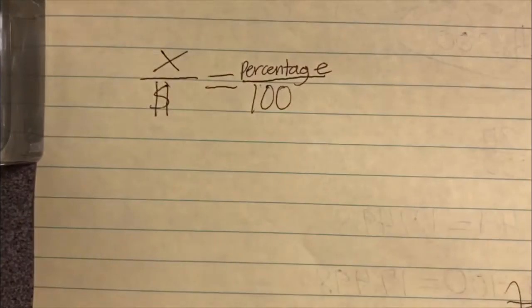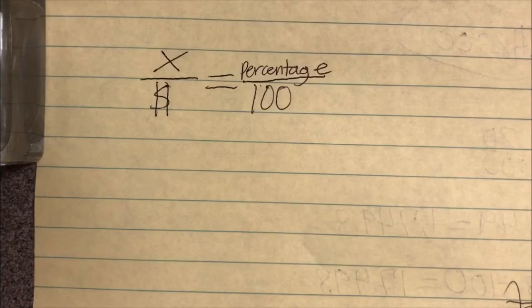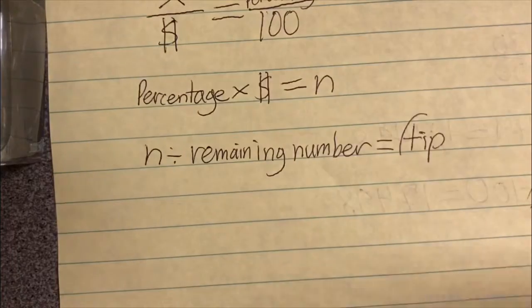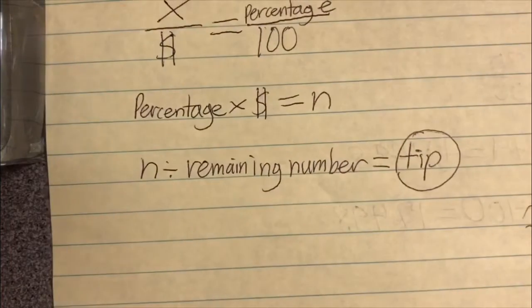So all you do is put x over the total amount of money and then put your percentage over 100. Cross multiply and divide by the remaining number, which is most likely 100, and there you have your tip. Tax is calculated the exact same way.